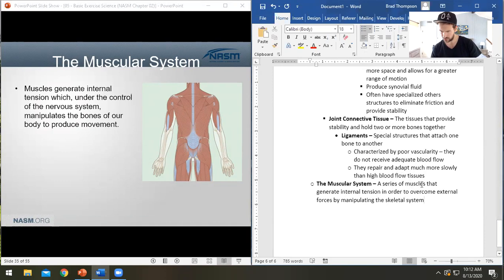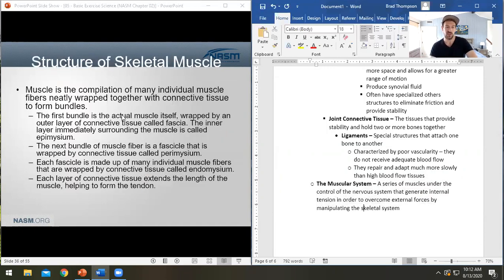And I'm actually going to change this also slightly. A series of muscles under the control of the nervous system that generate internal tension in order to overcome external forces, and they do it by manipulating the skeletal system. So we've kind of built the whole kinetic chain here, right? Your muscles are controlled by your nervous system, and then your muscles move your skeletal system, and that's really their main job, right? So what a muscle is, by definition, a muscle is a compilation.